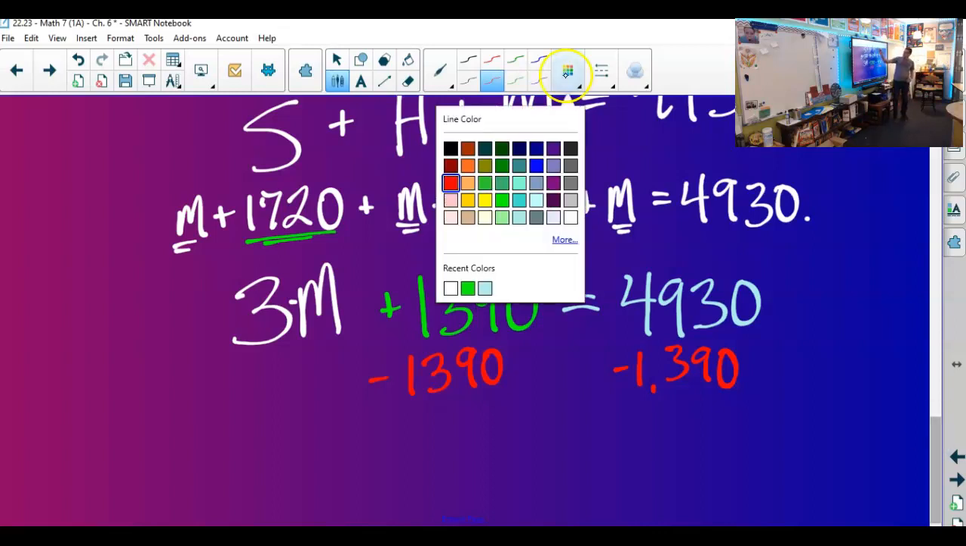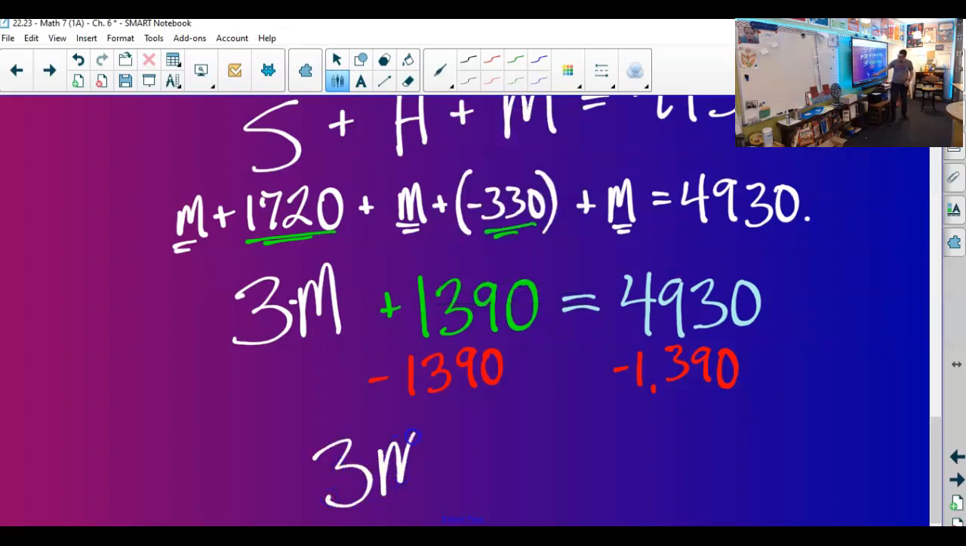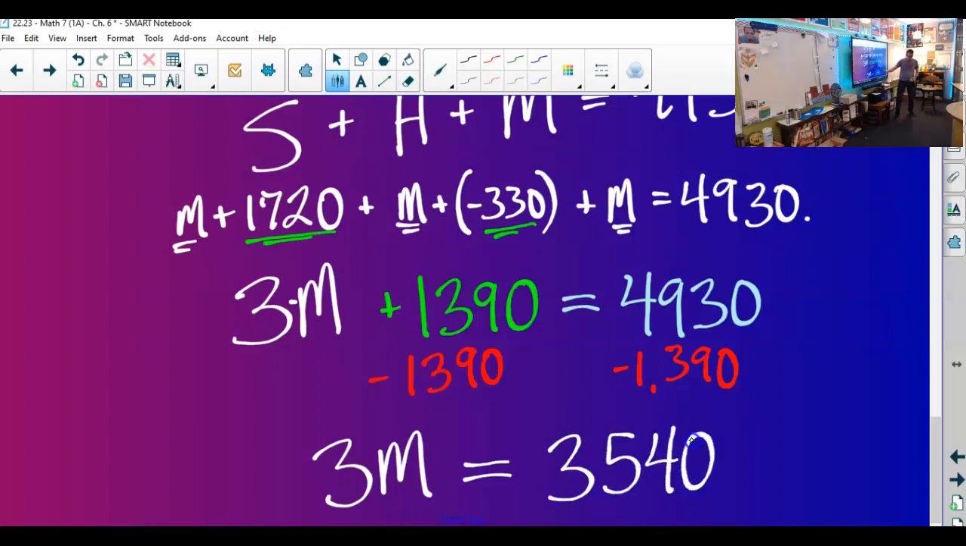So after that subtraction, we now should have 3M equal to what? After this subtraction, what did you get on the right side? I think it's 3,000 something. Oh, you were subtracting. 3,540? Does that seem right?